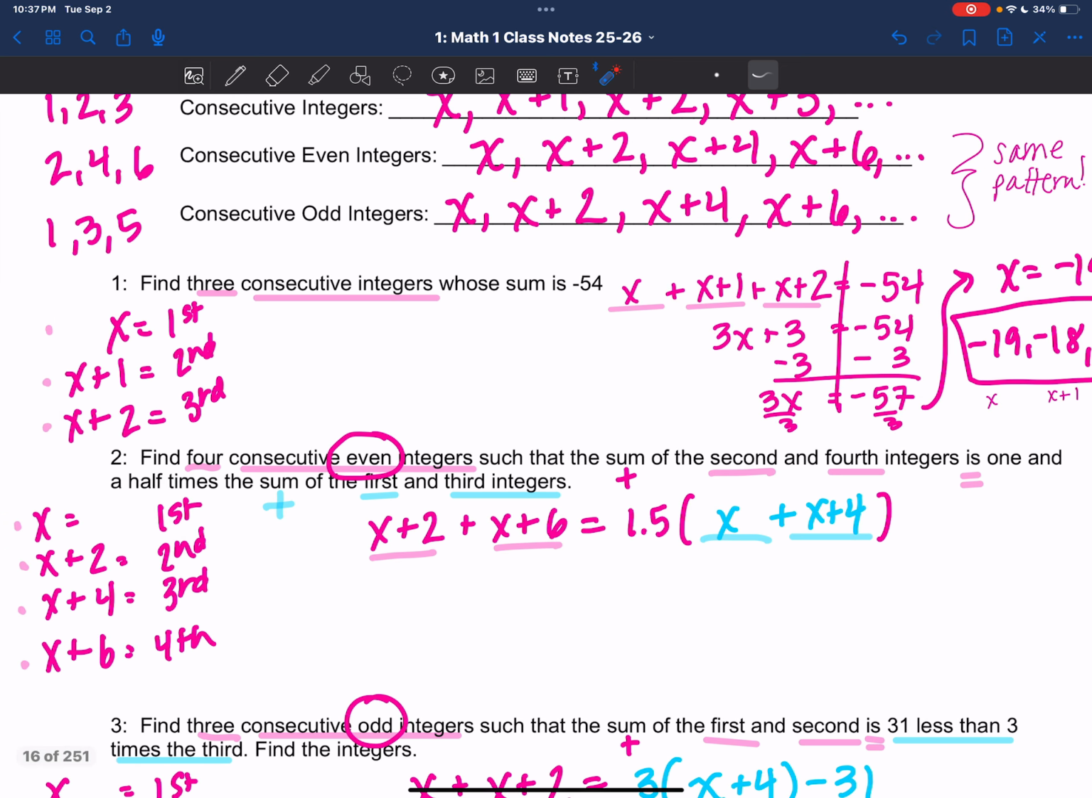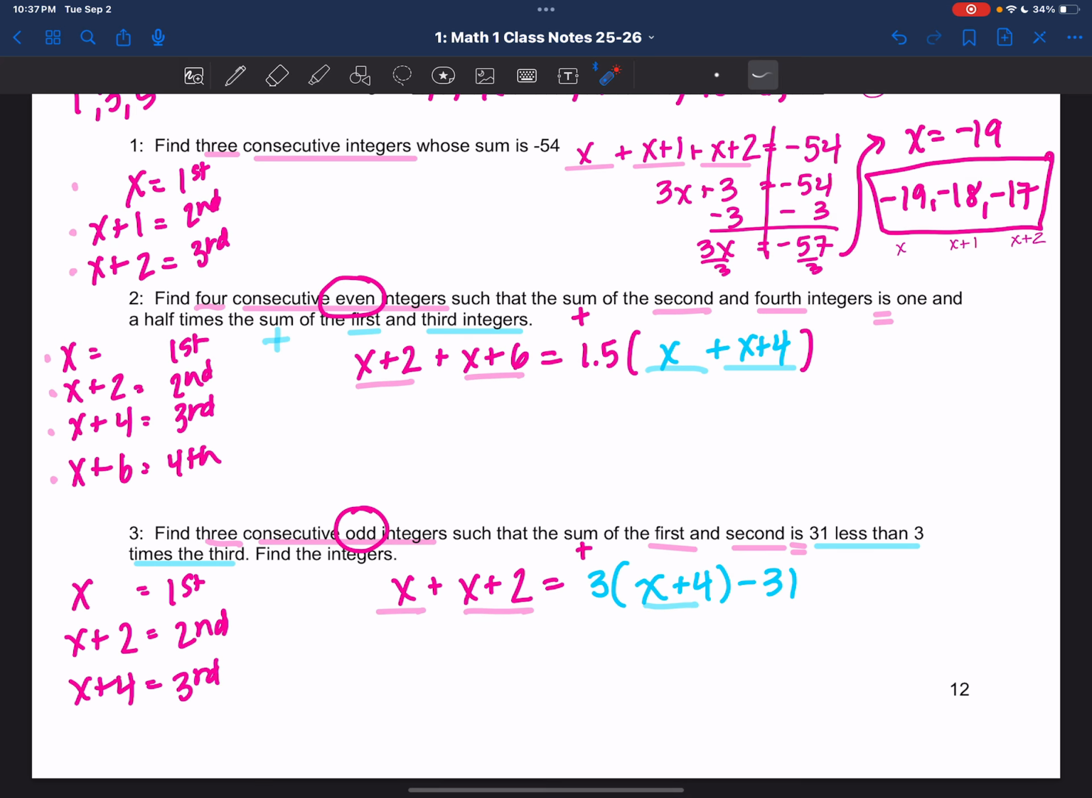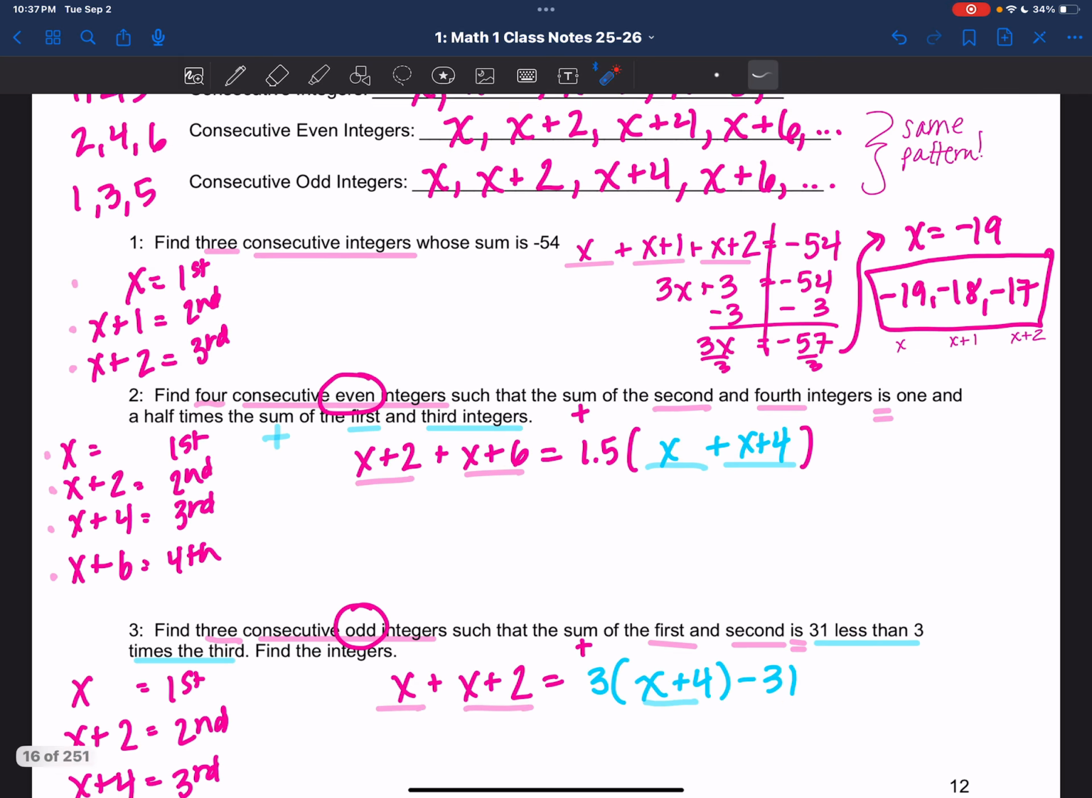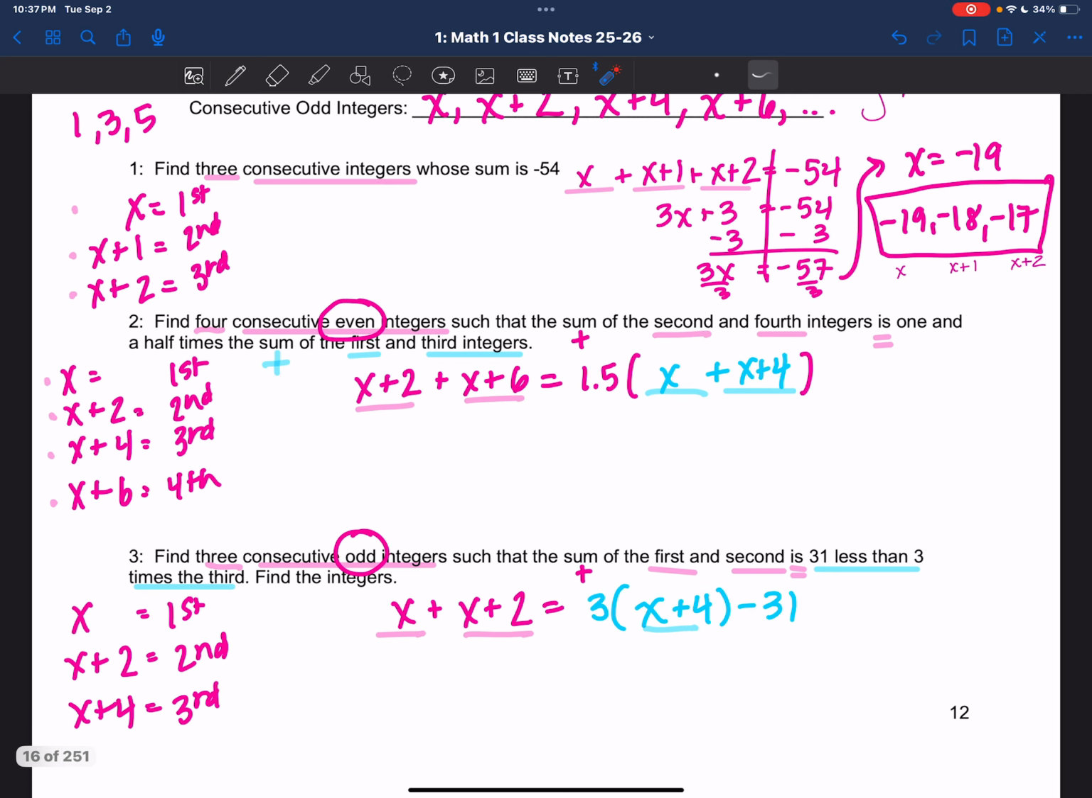All right, let's look at this next one, because this one is 4 consecutive even. So remember, with consecutive even, we're going to look at this pattern. But this one's a little different because you have to translate. So it says you want 4. So notice I've got 1, 2, 3, 4. So I did x plus 2 is your second number, x plus 4 is your third number. x plus 6 is your fourth number.